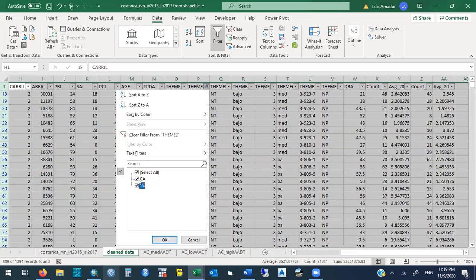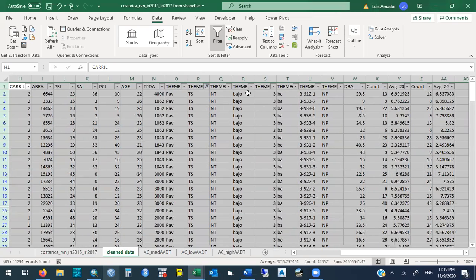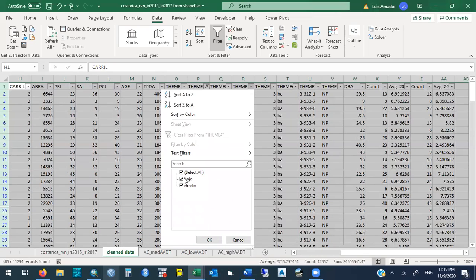But it's gonna be for surface treatment. So TS is surface treatment. Surface treatment is a much thinner layer of asphalt cement. I only have for low and medium traffic intensity, which makes sense because high traffic intensity will not use a surface treatment. So let's go for low first.